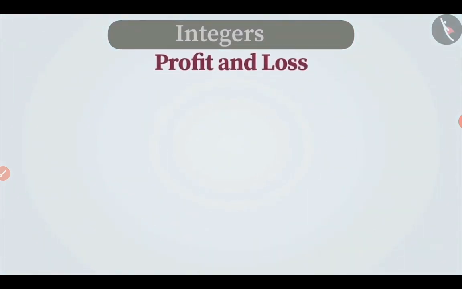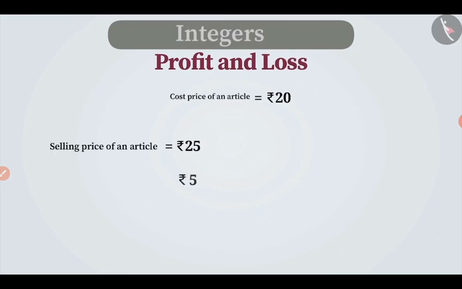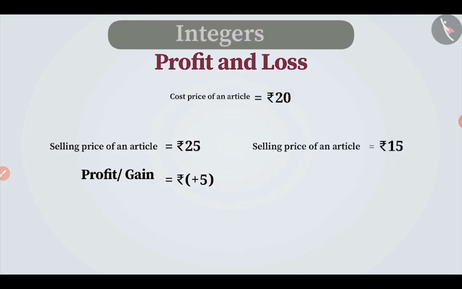While we are discussing money, let's also talk about profit and loss. Suppose a businessman sells an article worth rupees 20 for rupees 25. His profit is rupees 5. Since his profit is rupees 5, it is represented as +5. But if he sells an article worth rupees 20 for rupees 15, he incurs a loss of rupees 5, which is represented as -5.